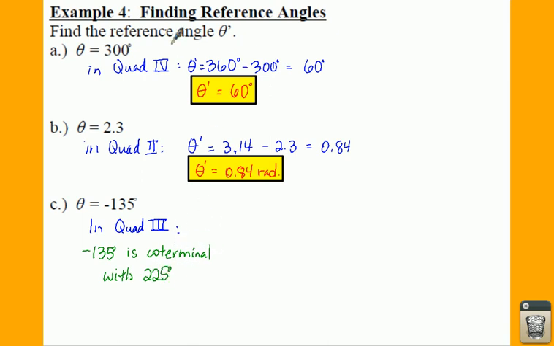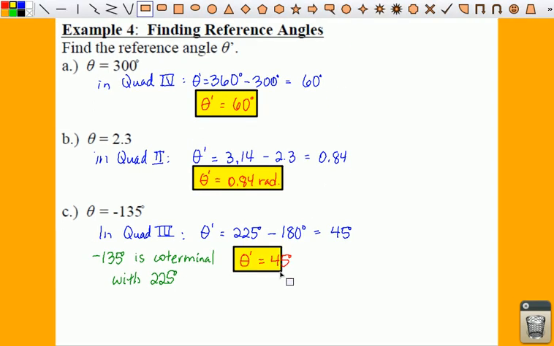So what we're going to do in quadrant 3, in order to figure out our reference angle, you take the 225 degrees minus your 180, because that's what it says in quadrant 3. We're trying to find our distance back to our horizontal. So this would give us 45 degrees. So our theta prime, our reference angle here, would be 45 degrees. Don't forget, reference angles are always less than 90, and they're going to help us solve some problems here in el future.